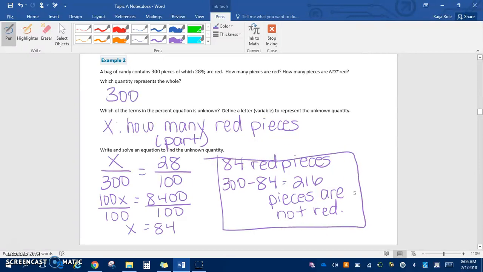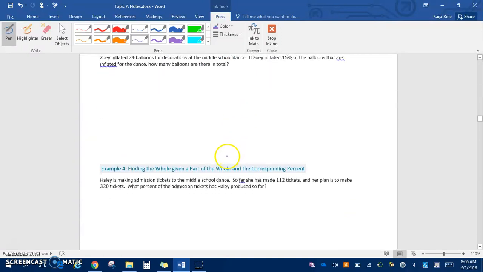Alright, go ahead and flip over to the next page. We just have a few more examples here we're going to go through.